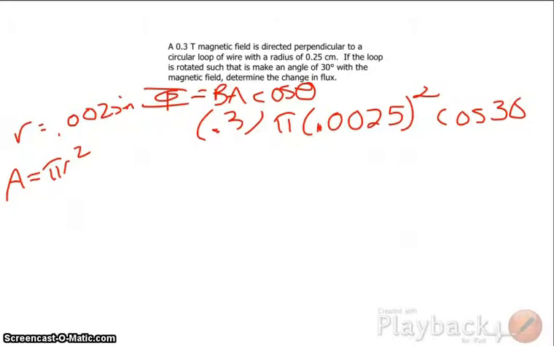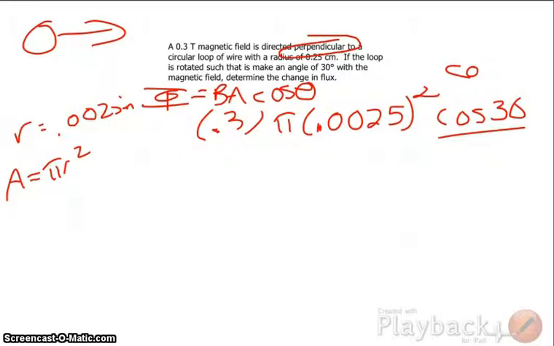So we're looking for the change in flux. So initially, it's directed perpendicular. So at first we're going from cosine of 90, which is 0. So we're going from 0 to whatever it is for cosine of 30.